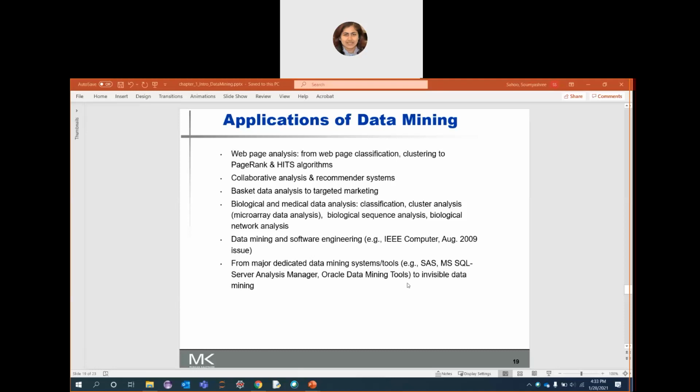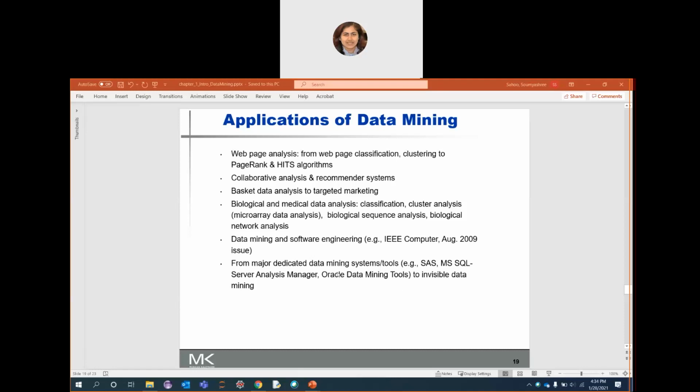Here, the most important, you may have heard about business intelligence. This is an application. Business intelligence provides historical, current, and predictive views of business operations. So one application can be that as well. Business intelligence is a major application of data mining.